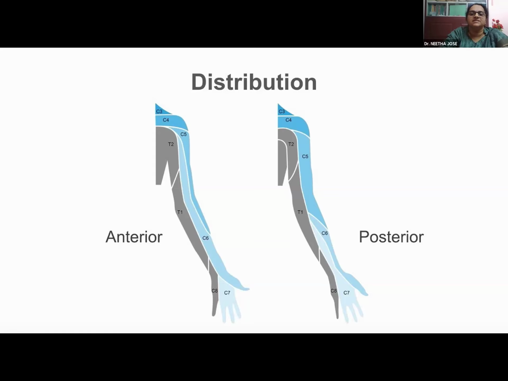So this is usually blocked by infiltrating about 10 milliliters of local anesthetic subcutaneously from the upper border of the biceps to the lower border of the triceps at the anterior axillary line to block the intercostobrachial nerve.